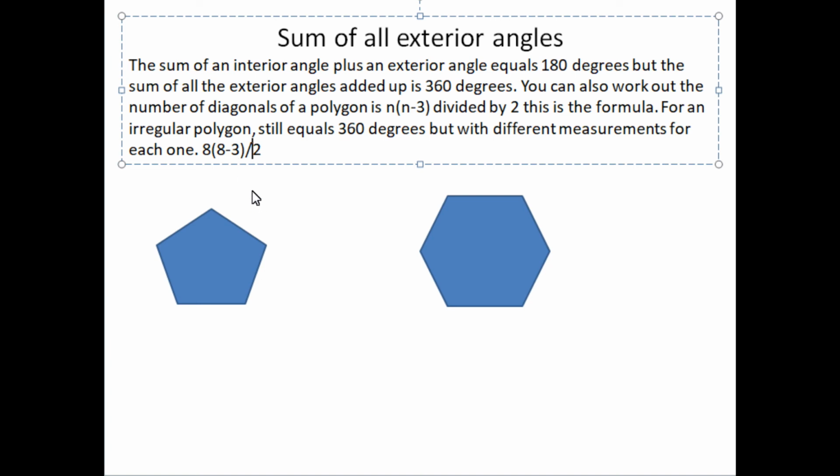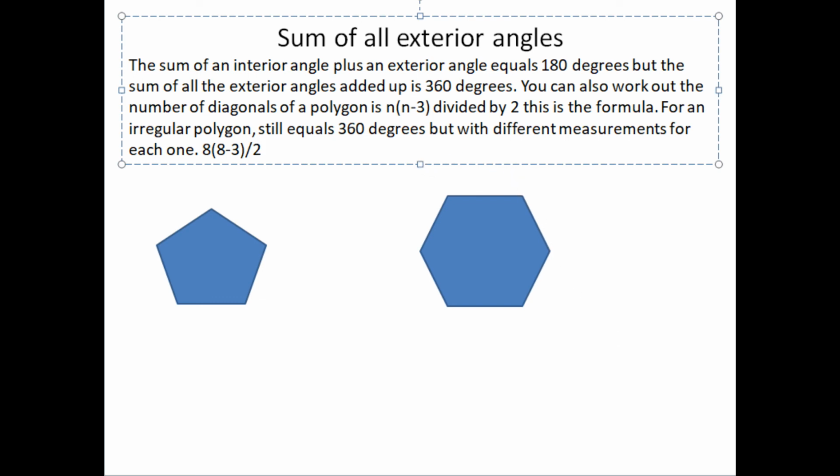So it works the same for anything. If you put 20,000 there, and you minus 3, times 20,000, divided by 2, it will still get you the right answer. So that formula again is really good for finding diagonals of the shapes. So for an irregular polygon, let's go back to the sum of all exterior angles. An irregular polygon still equals 360 degrees for the exterior angles, but there are different measurements for each exterior angle.